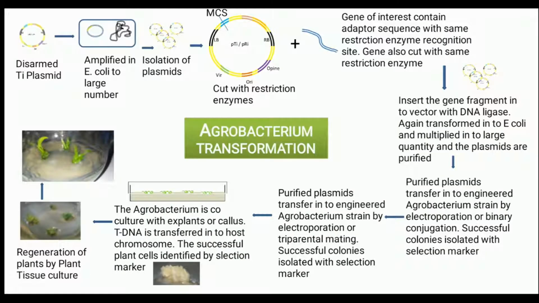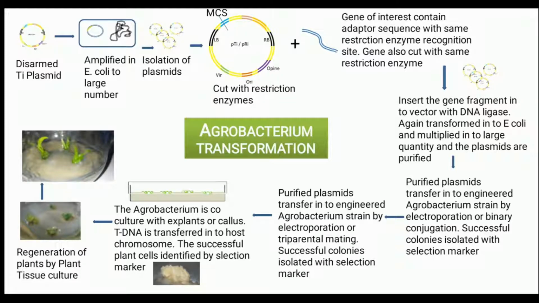Now we will briefly see the Agrobacterium transformation procedure of transferring our gene of interest into the plant cells. First we have to amplify, get a large amount of plasmids, then we cut with the help of specific restriction enzymes at the multiple cloning site. The same restriction enzyme is used to cut two ends of our gene of interest. During their amplification we have to add the adapters carrying such sequences.